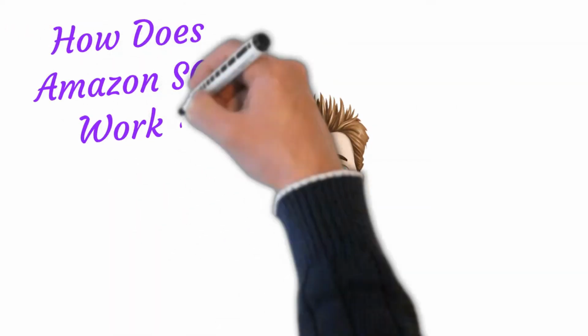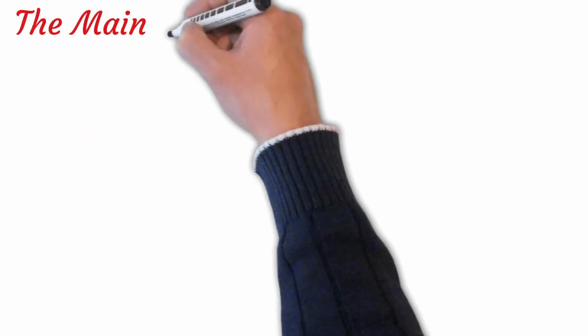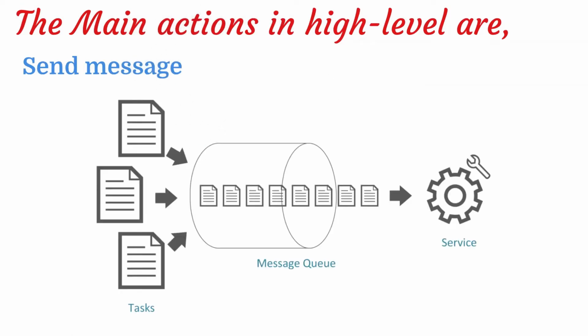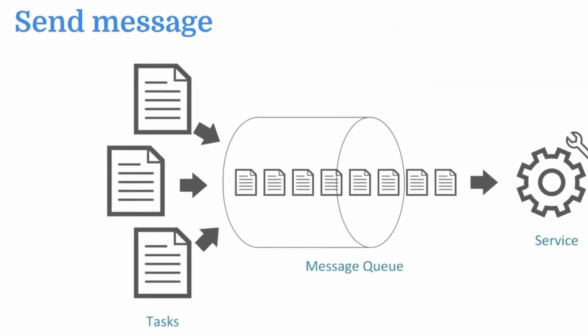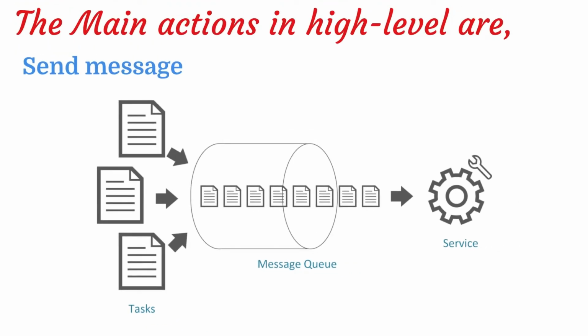How does Amazon SQS work? We have already covered the broad mechanism of message queues in another article. SQS builds on these concepts and provides an API that developers can use to communicate with the service. The main actions in high level are: send message. A service sends a message to a queue, which becomes available for another service to consume.